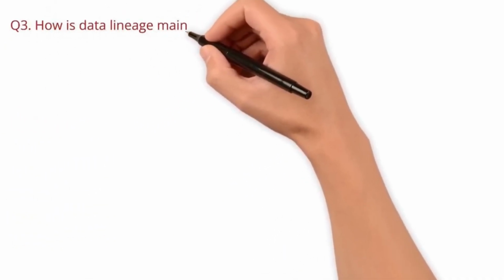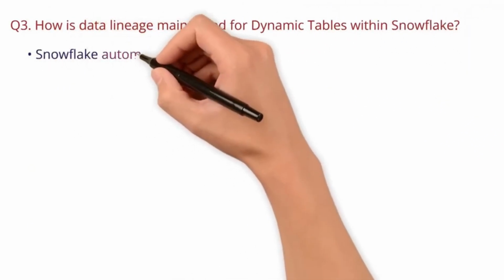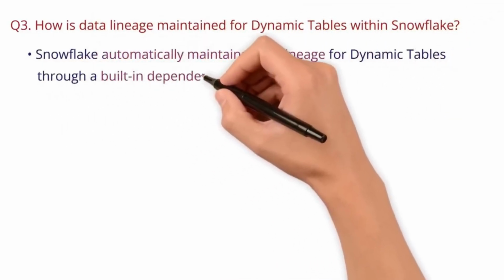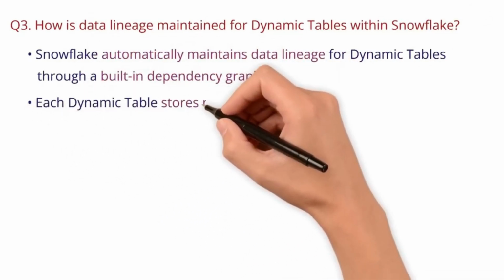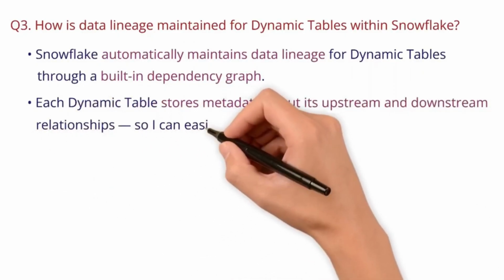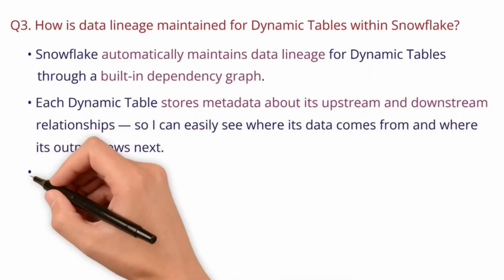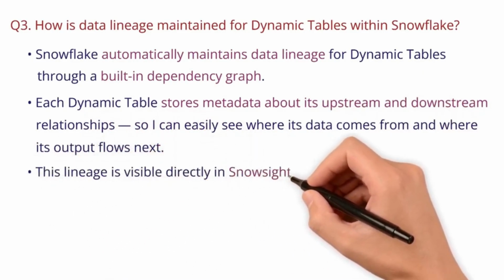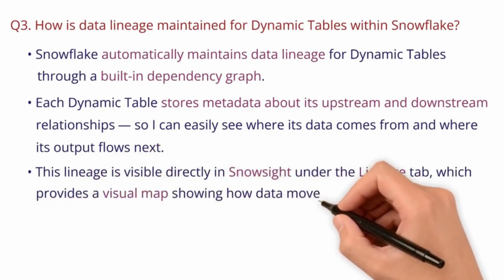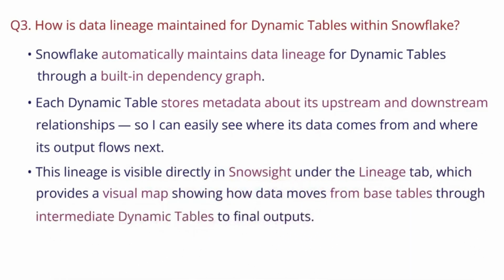Question 3. How is data lineage maintained for dynamic tables within Snowflake? Snowflake automatically maintains data lineage for dynamic tables through a built-in dependency graph. Each dynamic table stores metadata about its upstream and downstream relationships, so I can easily see where its data comes from and where its output flows next. This lineage is visible directly in Snowsight under the Lineage tab, which provides a visual map showing how data moves from base tables through intermediate dynamic tables to final outputs.